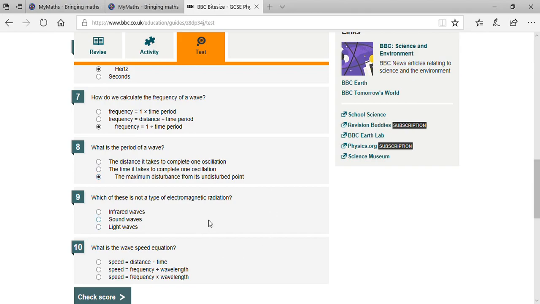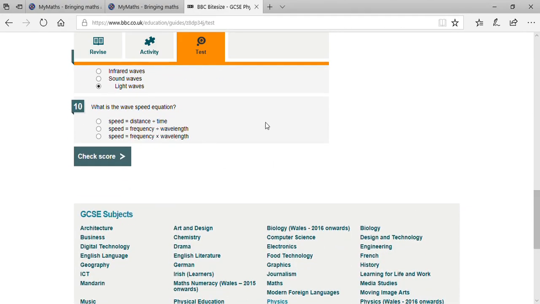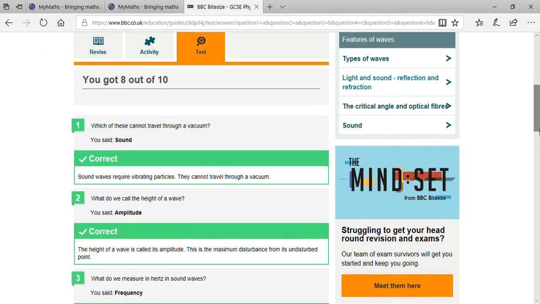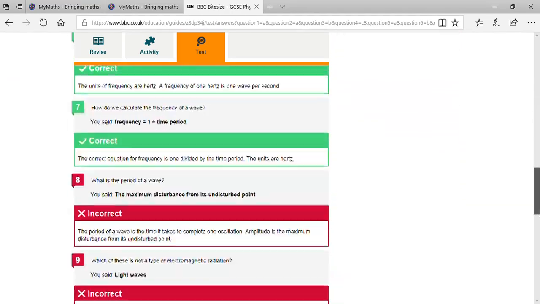So which of these is not a type of electromagnetic radiation? Infrared. Okay. Light waves, you are saying. And next, what is the wave speed equation? Speed equals distance upon time, speed equals frequency divided by wavelength, or frequency multiplied by wavelength. Okay, speed multiplied by wavelength. Let's check your score. 3, 2, 1. Oops, you got 80%, but well done. Random testing, you got 80%. Let's check which question you did wrong.